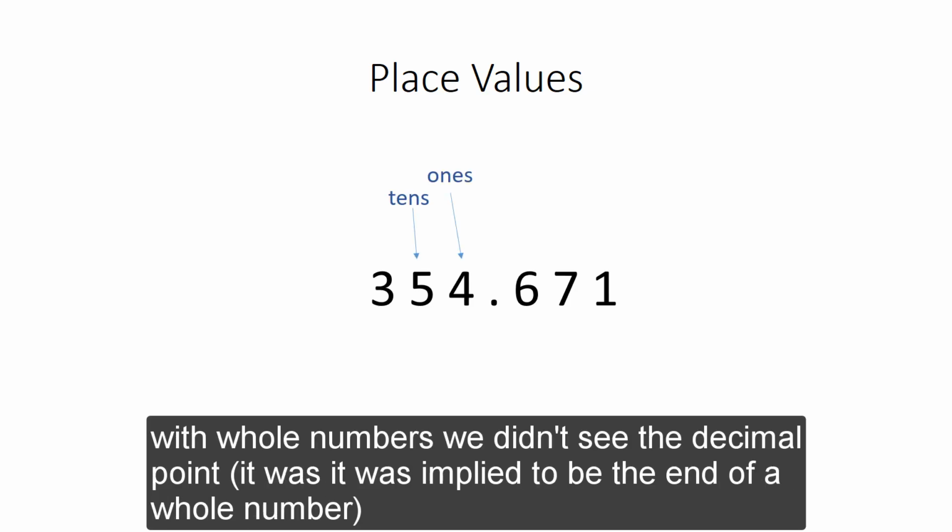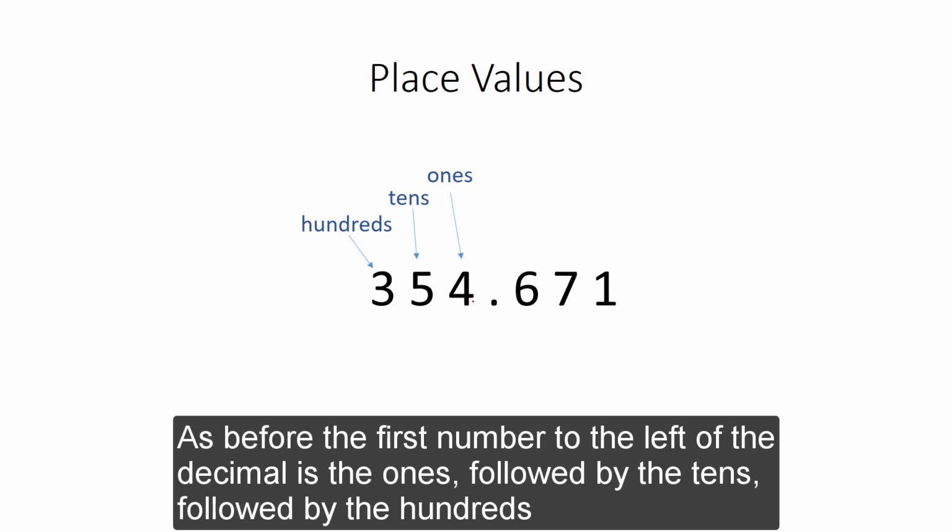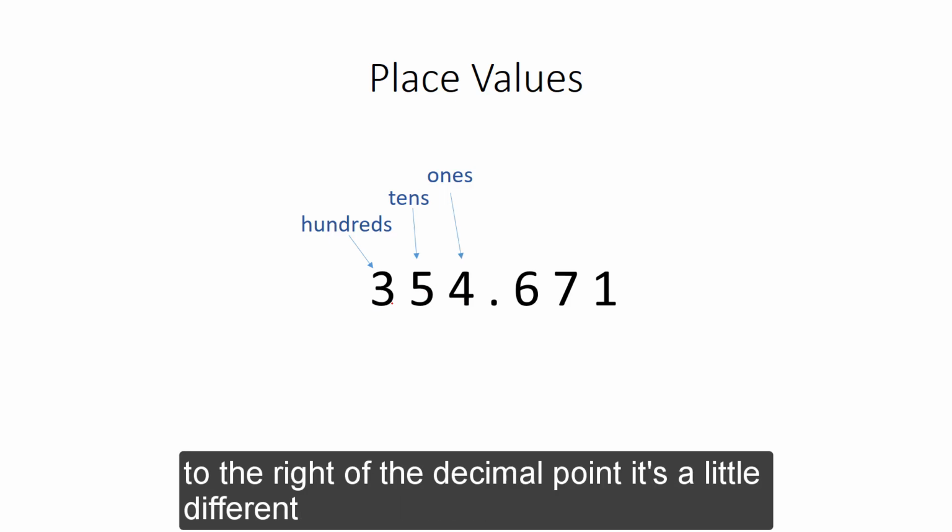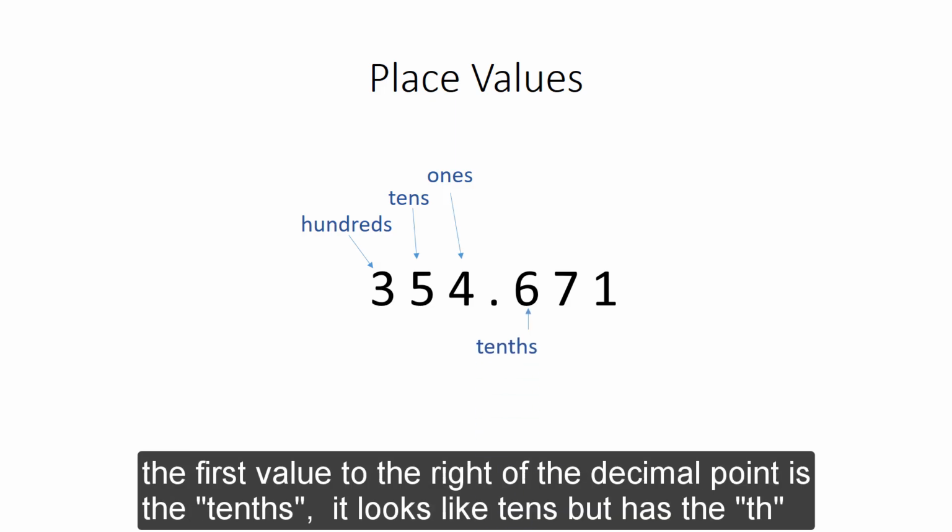So as before, when we were doing whole numbers, we didn't see the decimal point. It was implied to be at the end of a whole number. And so as before, the first number to the left of the decimal is the ones, followed by the tens, followed by the hundreds. Now to the right of the decimal point, it's a little bit different. The first value to the right of the decimal point is the tenths.